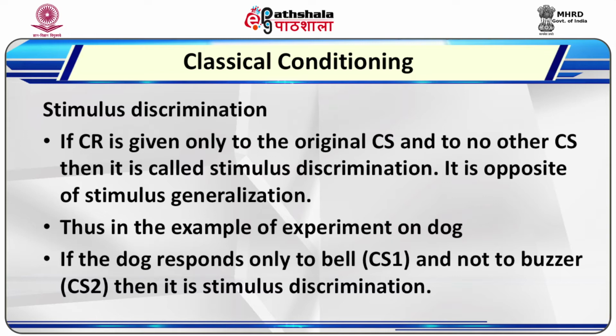Stimulus discrimination. It is the opposite of stimulus generalization. In generalization, CR is given not only to the original CS, but also to a similar CS. In discrimination, CR is given only to the original stimulus and not to any other similar CS. Thus, in the dog's experiment, CR is given only to the bell and not to the buzzer. This is done by pairing the original CS, that is the bell, with food, and not pairing the similar CS, that is the buzzer, with the US, that is food.